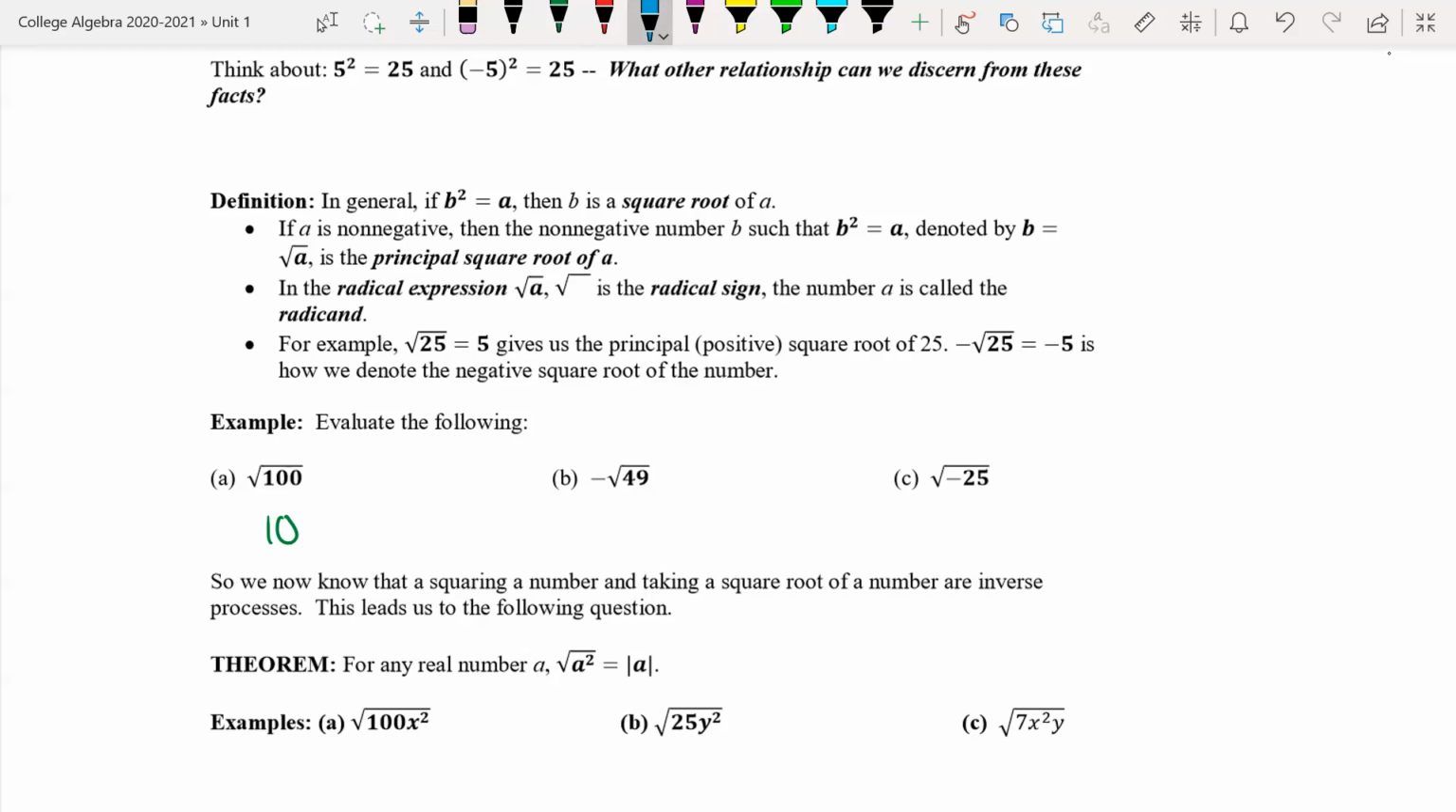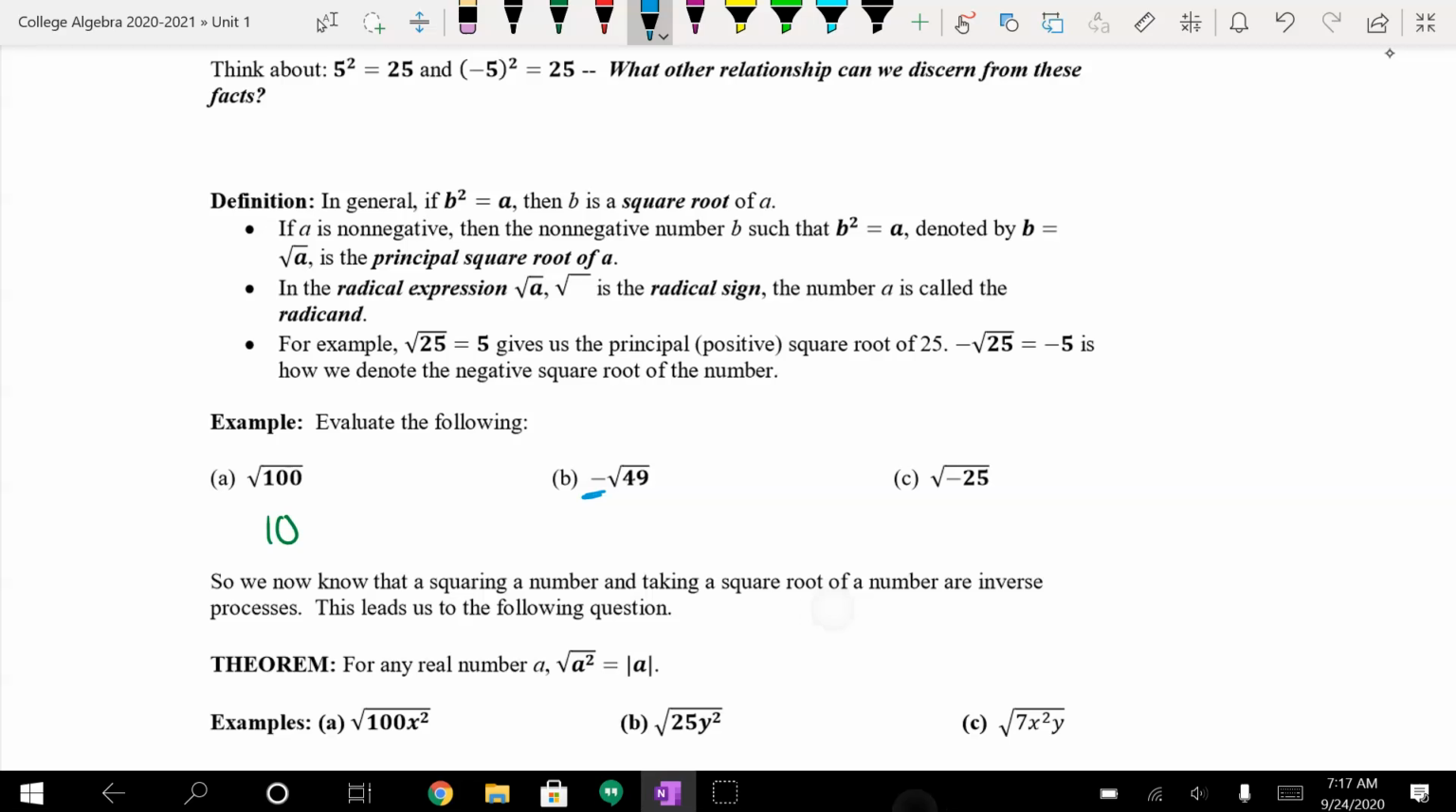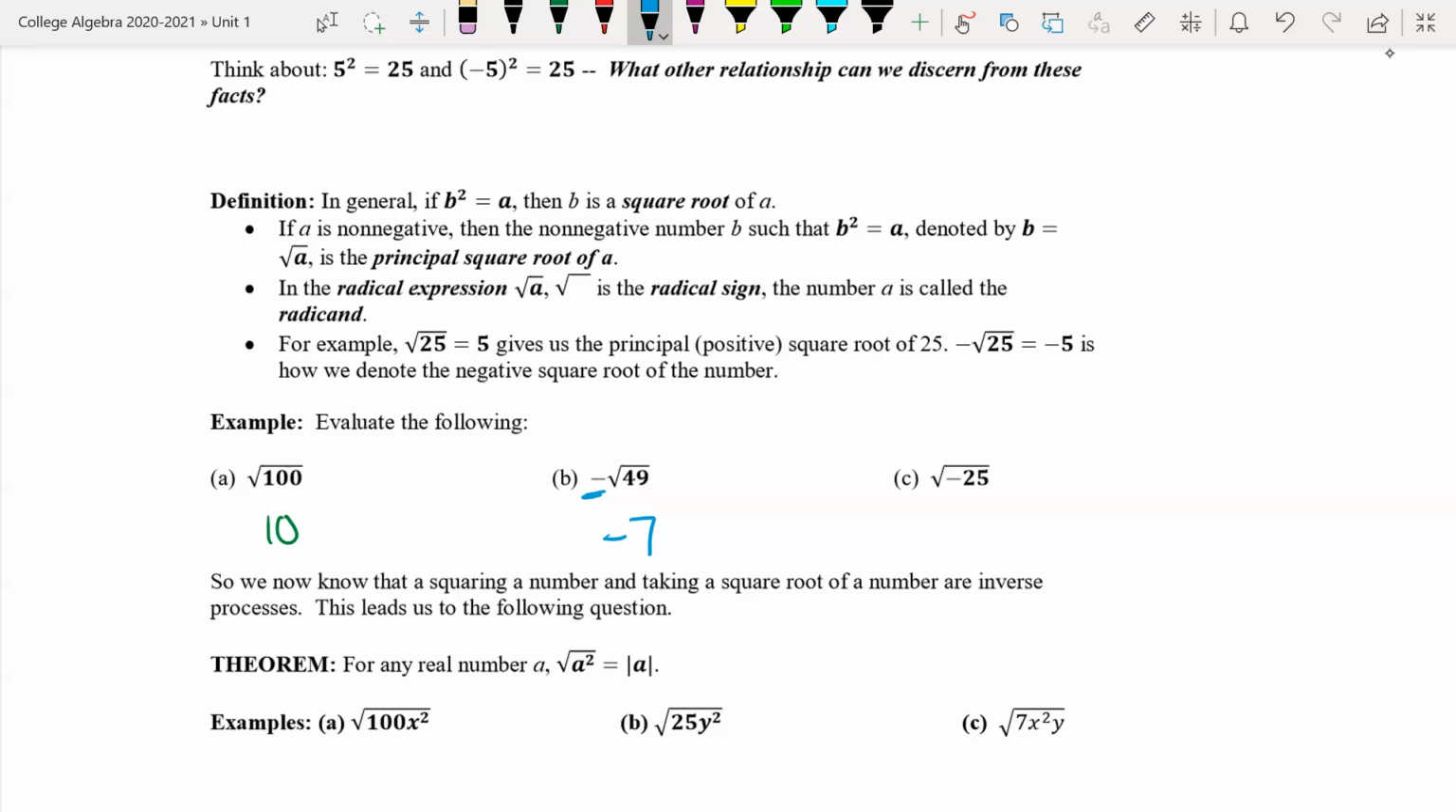Alright, if I have a negative on the outside, I take the square root of the number, and I multiply it by a negative. So the square root of 49 is 7, and I multiply by a negative, I get negative 7. Now this one, square root of negative 25, since the negative is on the inside, I can't have an answer, so I just put a 0 with a line through it. I'm going to say, not a real number, because that's what you're going to see on Hawks.